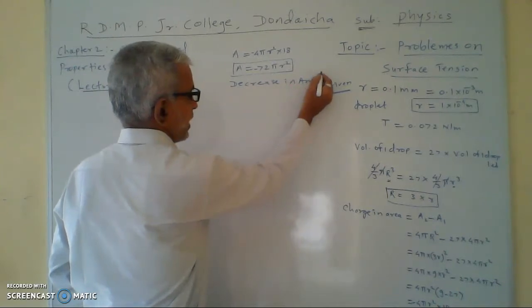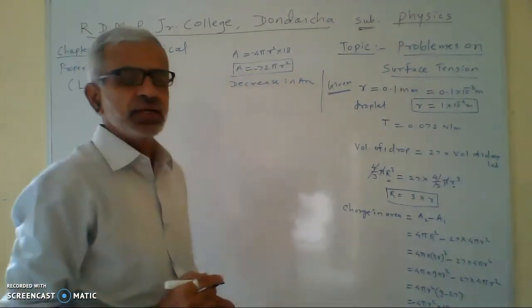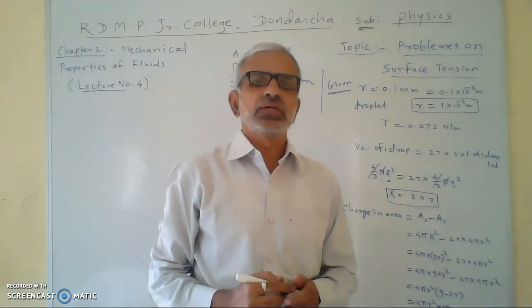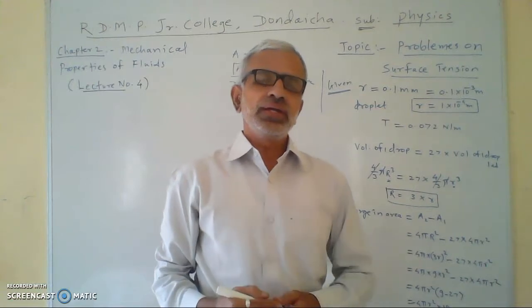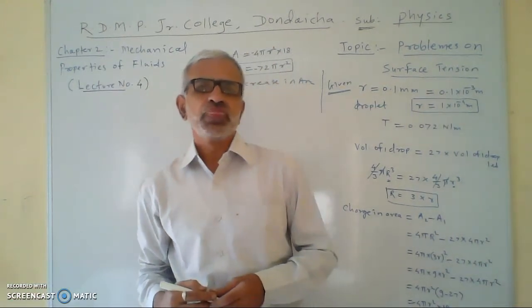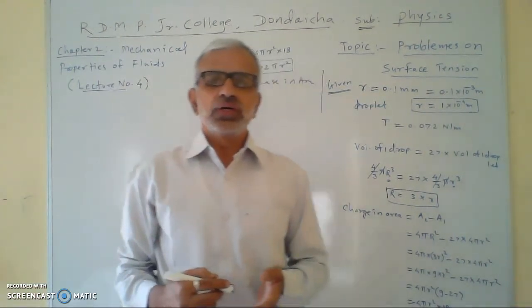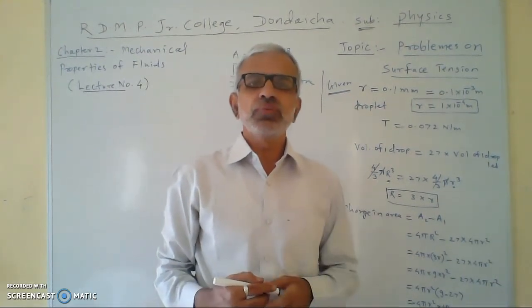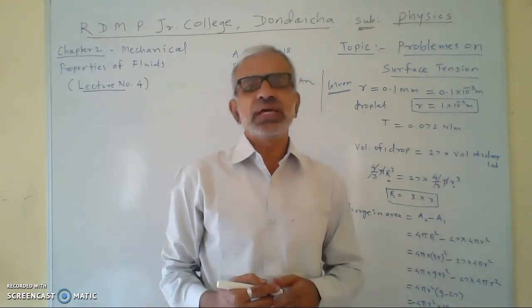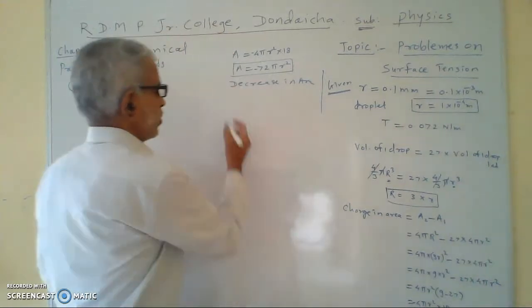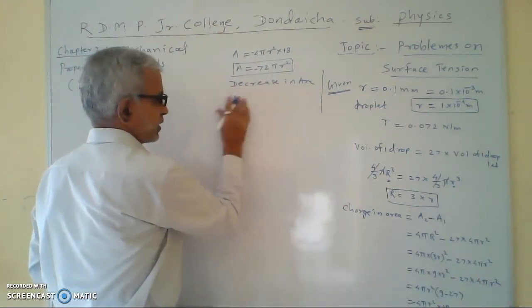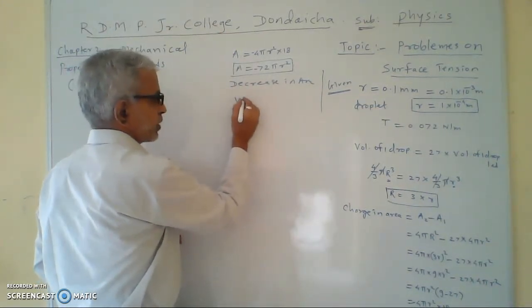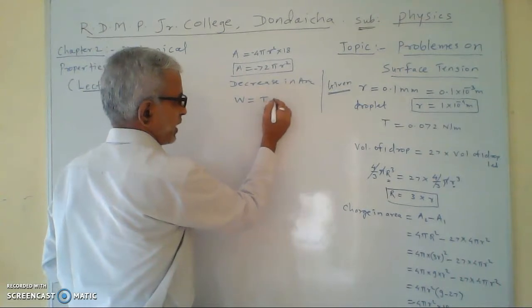Decrease in area. The negative sign indicates that there is a decrease of area. Now find energy. Work done is stored in the form of energy. Means work done is energy, and so we write W is equal to T multiplied by A.